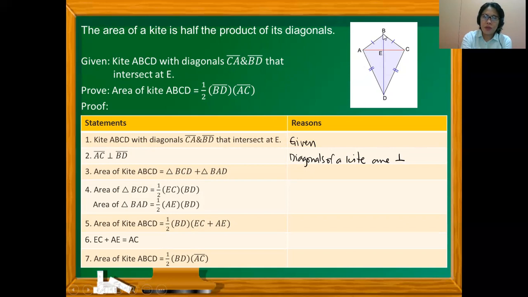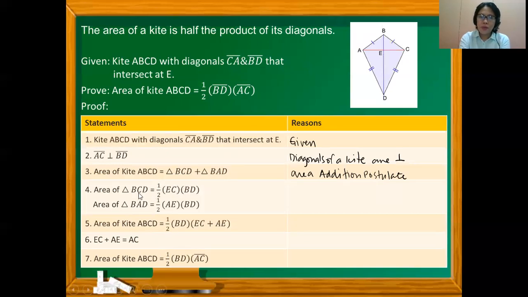Now, area of kite ABCD, this one, equals triangle BCD, this one, and triangle BAD. And this is about area addition postulate, meaning this kite is divided into two triangles such that the sum of the area of each triangle must be equal to the original area of the kite. And this is about area addition postulate.